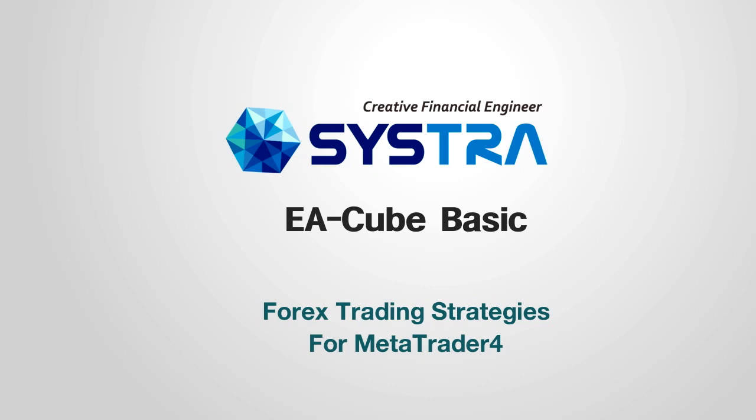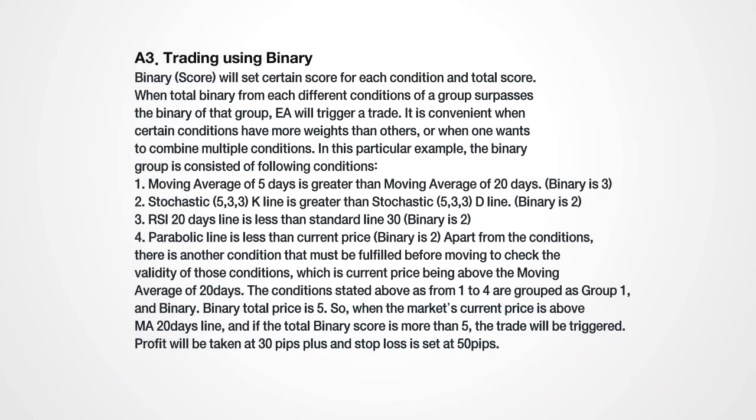Today we'd like to make an EA that uses binary score. Binary score means it will set a certain score for each condition, which will add up to become a total score. When the total binary from each different condition of a group surpasses the binary of that group, the EA will trigger a trade. It's a convenience when certain conditions have more weight than others, or when one wants to combine multiple conditions. In this particular example, the binary group consists of the following 4 conditions.